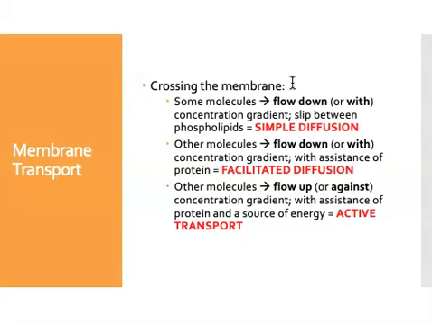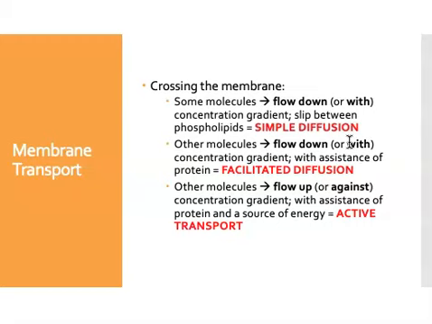In other words, molecules that cross a membrane using simple diffusion are going to travel from the side of the membrane where the solute concentration is high. They're going to go down the gradient. They're going to cross the membrane toward the side where the concentration is low. And they're going to do this by passing between the phospholipids. That's what simple diffusion is.